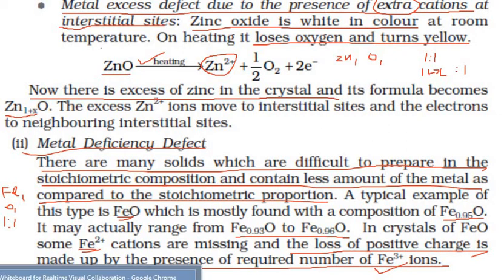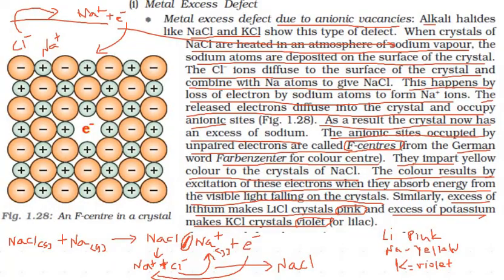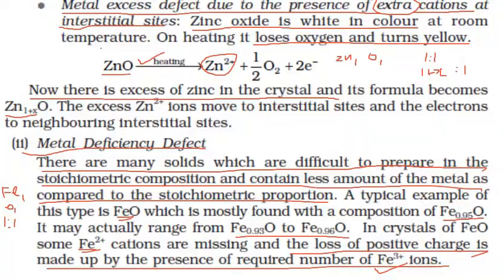So we have seen these 3 types of defects. Metal excess defect, which has excess of Na plus, so you wouldn't have a 1 is to 1 ratio. Similarly here with zinc, you wouldn't have a 1 is to 1 ratio because of the excess of cations present. And last, the metal deficiency, where you will have fewer Fe plus 2 ions present. So this is about the non-stoichiometric defects. I hope the defects are clear to you.